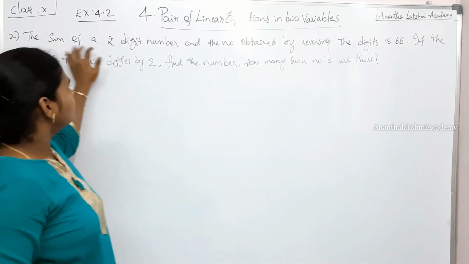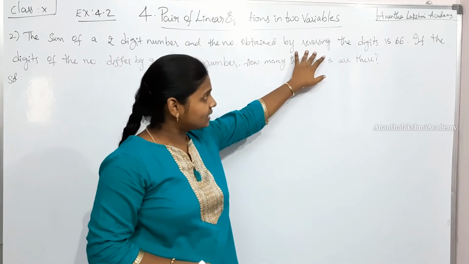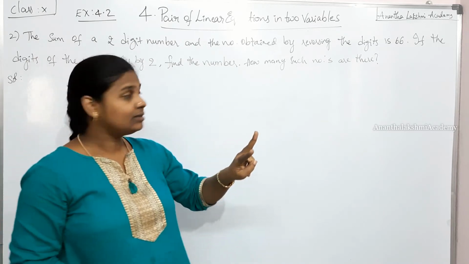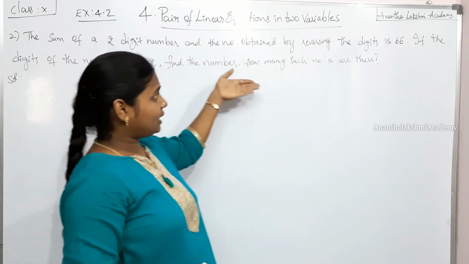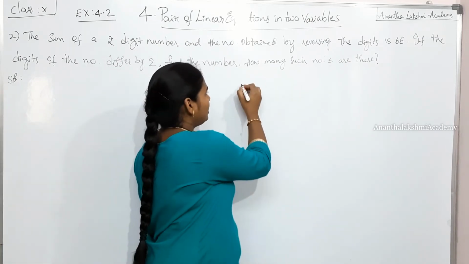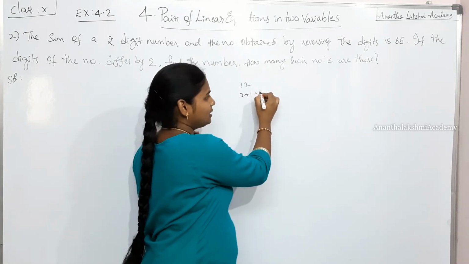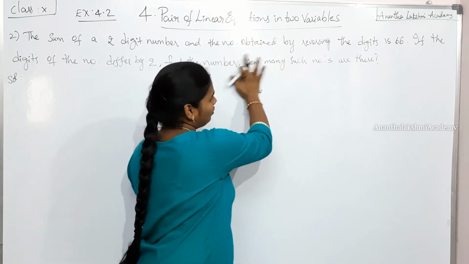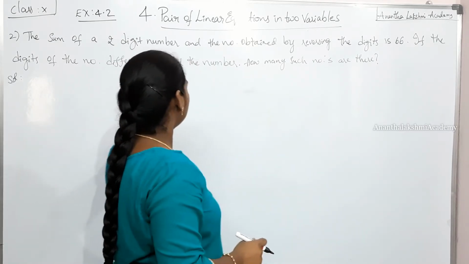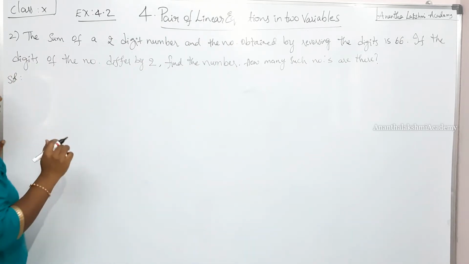The sum of a 2-digit number and the number obtained by reversing the digits is 66. He is saying that there is a 2-digit number, and the sum of it and the number obtained by reversing the digits is 66. Okay. If you have a number like 12, by reversing the digits and adding them up, it is equal to 66. That's how he is saying it. If the digits of the number differ by 2, find the number. How many such numbers are there? Okay. Let's get to solve this.